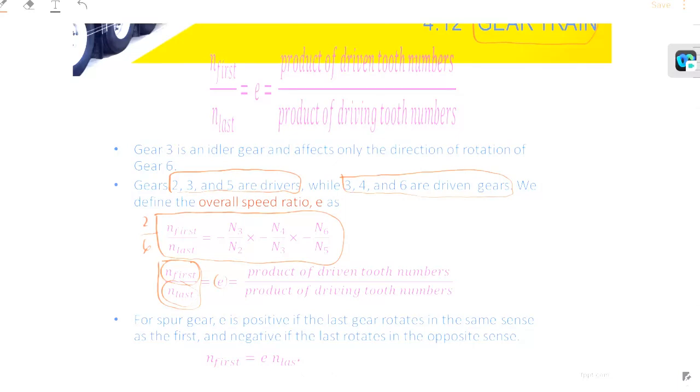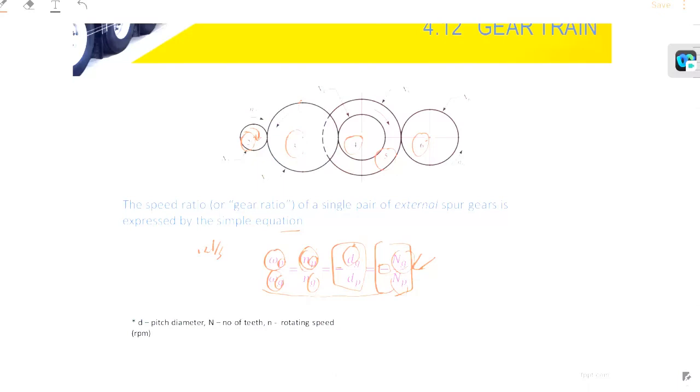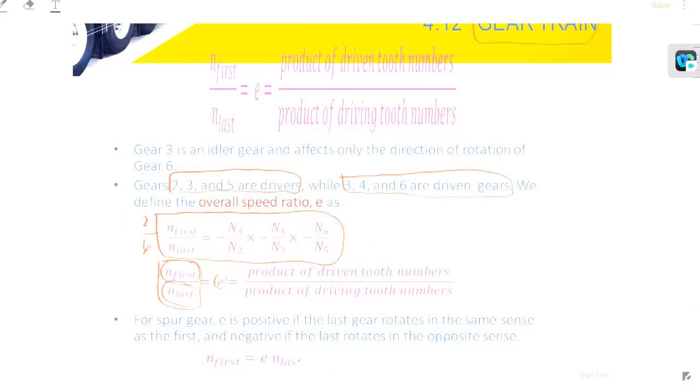Then we know the number of teeth of each gear. So for the number of teeth, it is gear over pinion. So gears 2 and 3. Gear 3 is driven over the driver, with the minus. Driven gear over the driver, all with the minus. So you will get the overall speed ratio.